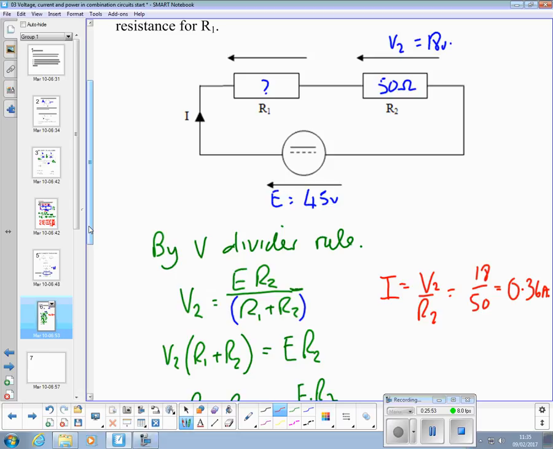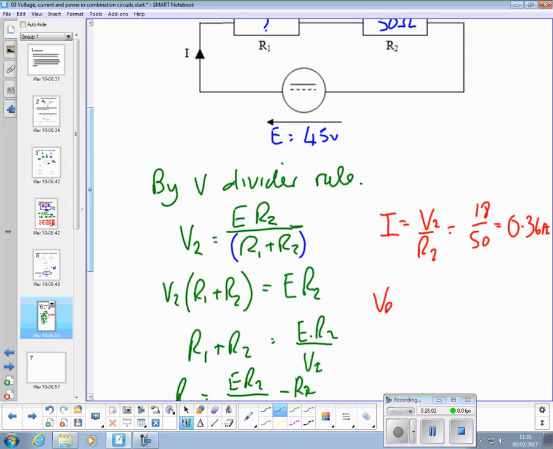Now where do we go? VR1 is equal to E minus V2. Remember we added them up. We added V1, V2 and V3 in that other, and they totaled up to E. So that's just rearranged. That's Kirchhoff's law, but I haven't taught you it properly yet. So that is equal to 45 minus the 18, which is 27 volts.